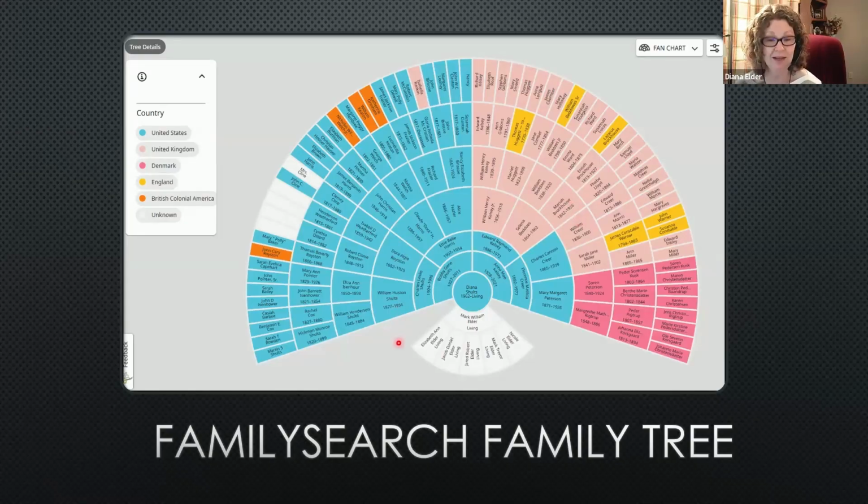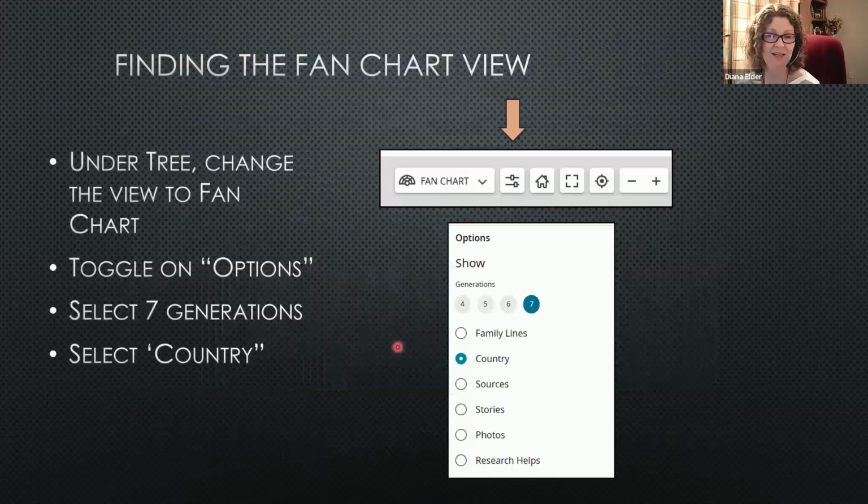So if you think this is fun and you've never tried it, this is how you get to it. You go to FamilySearch and click on Tree, and then often it comes in with a pedigree view, but you just click the little down arrow and then you can see fan chart. If you toggle on the options right here, then you can show all sorts of different generations from 4 to 7, and then you get to select what you want to see. And I did country. You can also select family lines, sources, stories, photos, research helps to find ancestors who have some of those things that you could work with. So this is fun. If you've never tried it, I encourage you to go see what you can find.